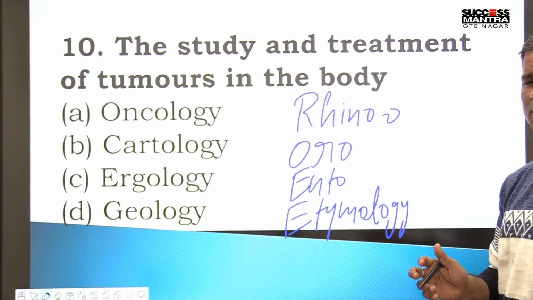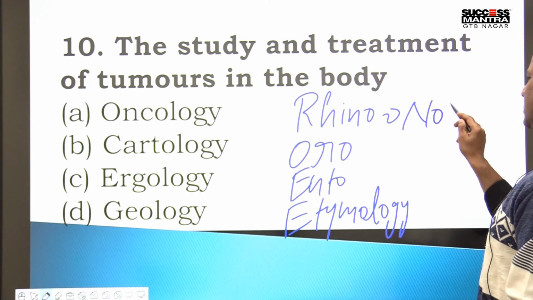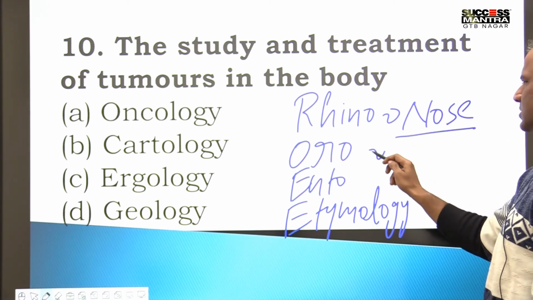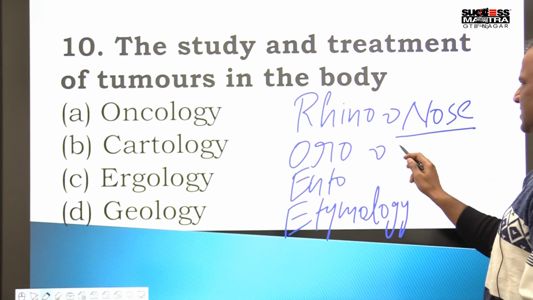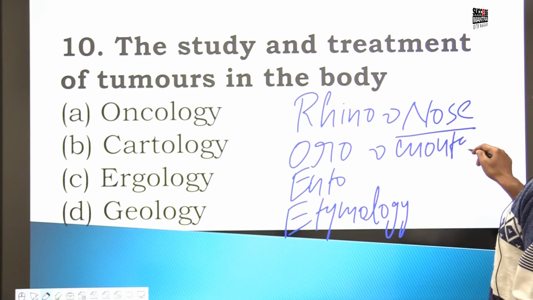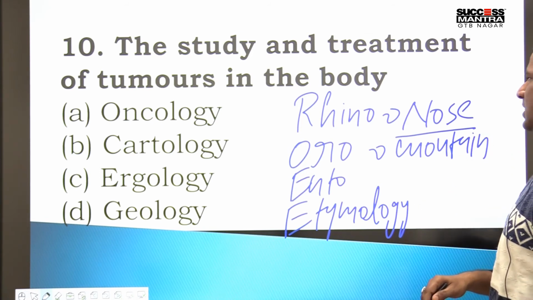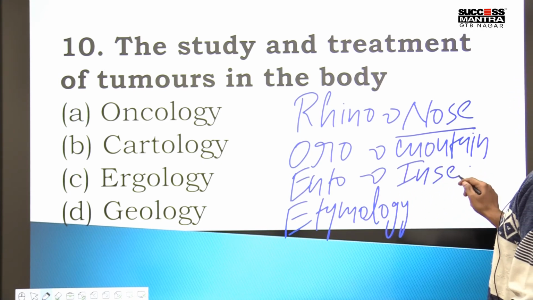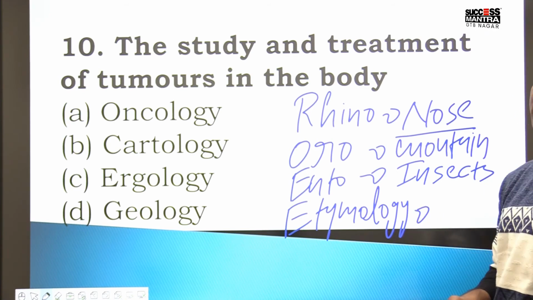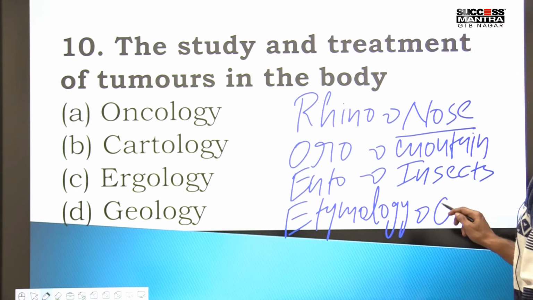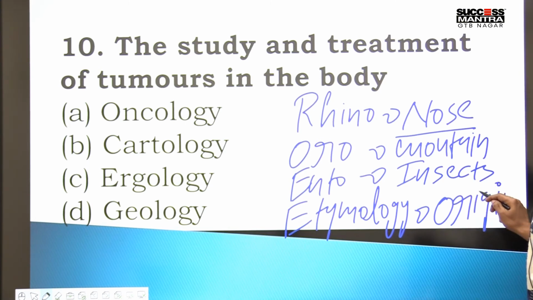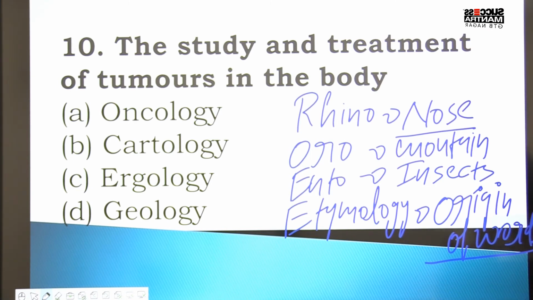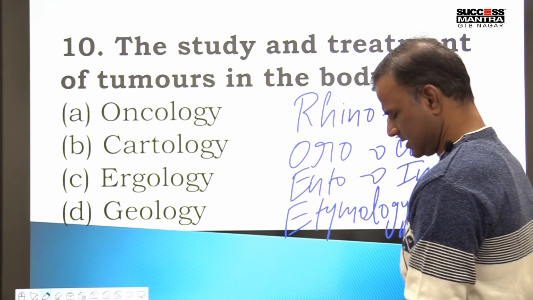Rhinologist वो होते हैं guys, the one who does the treatment of nose. Orology, one who basically studies the mountains. ठीक है. और अगर मैं बोलूं एंटो, एंटो is basically used for insects. Or etymology, guys, the importance of etymology is the origin of words. If we know the origin of words, that is called etymology. Etymology में हम origin of words को study करते हैं, ध्यान रखिएगा.